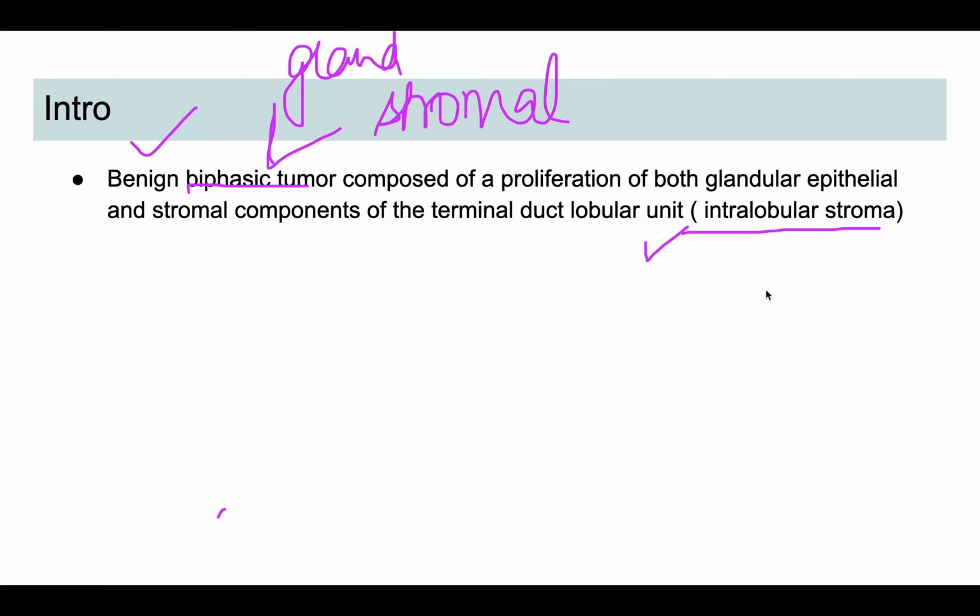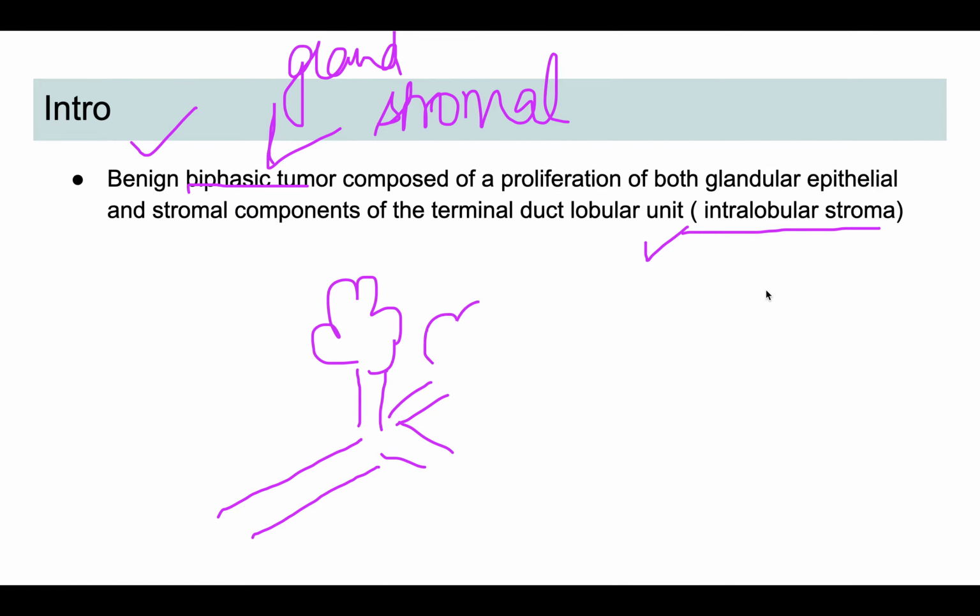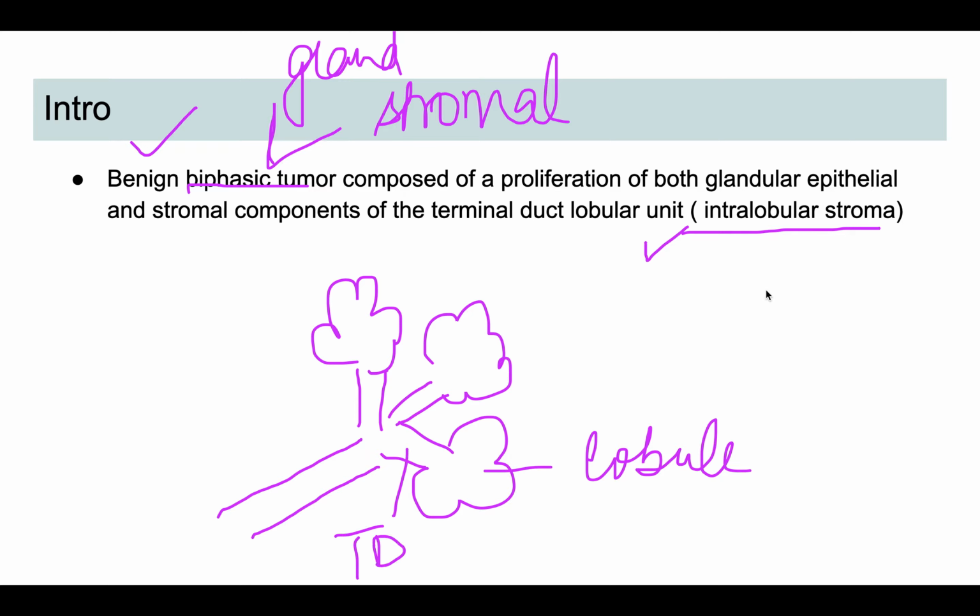So you can see these are your main ducts. Now this duct will further give rise to the terminal duct. The terminal duct is attached to lobules. These are the lobules, so this is the lobule, this is the terminal duct, and this whole thing is known as the terminal duct lobular unit.